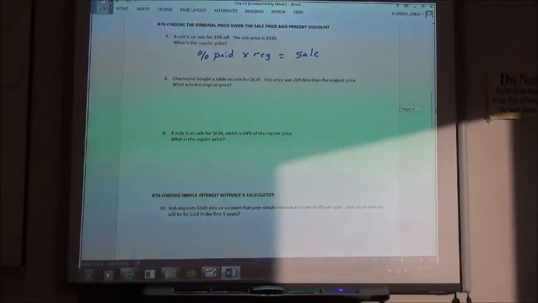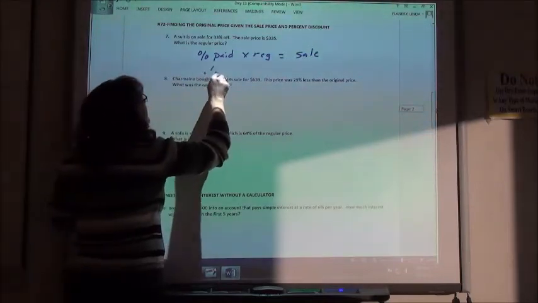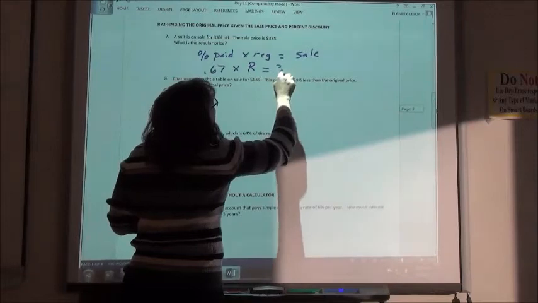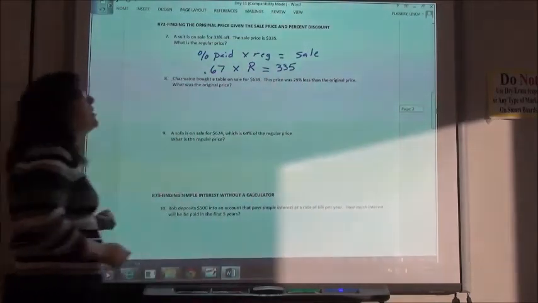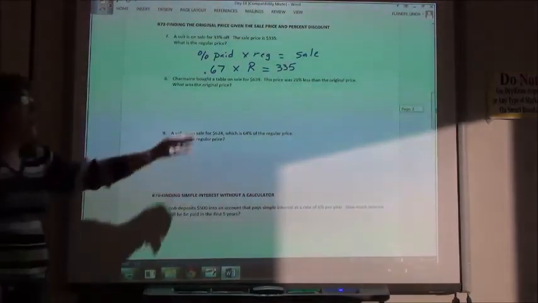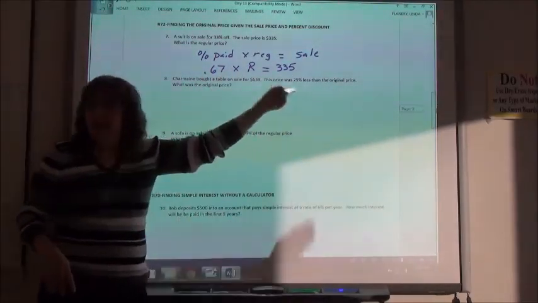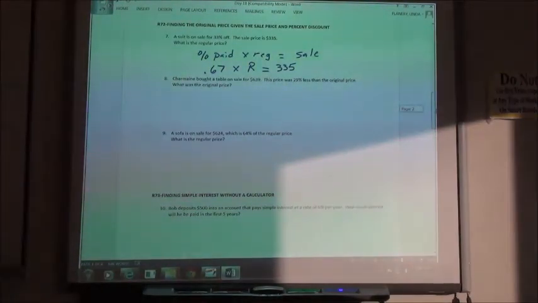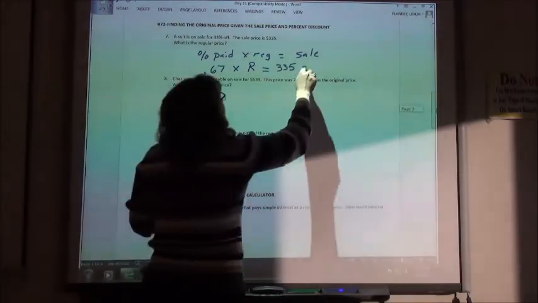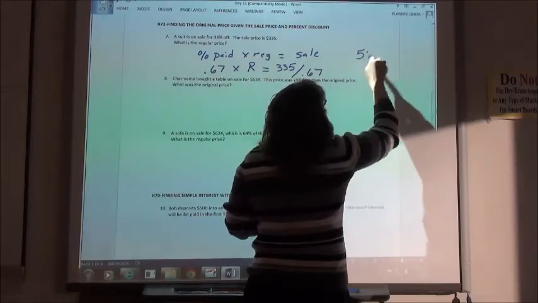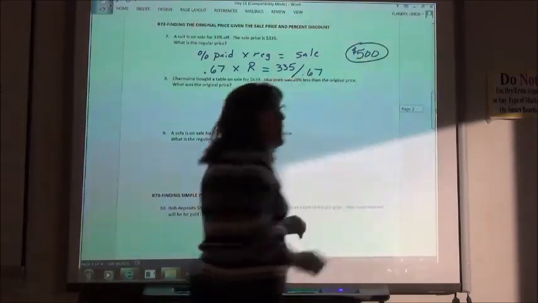$100 minus 33 would give me 67. So I paid 67% of whatever the regular or original price was, and I ended up paying $335. If I want to solve that, I need to move this to the other side of my equation. The opposite of multiplying is dividing, right? So I end up having to divide the sale price by the percent paid. So my regular price or my full price of my item was $500.